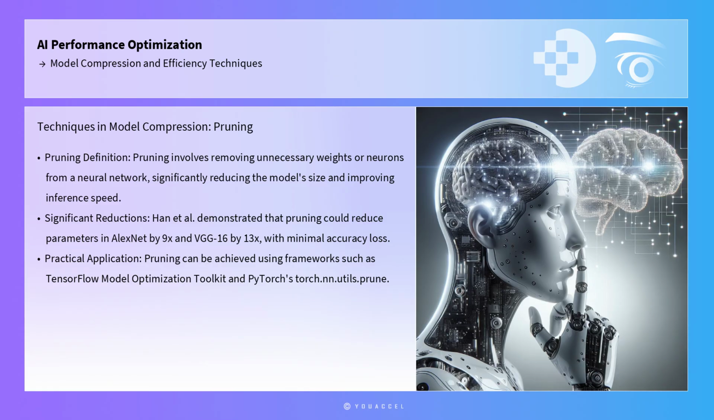For instance, Han et al. demonstrated that pruning could reduce the number of parameters in AlexNet by 9x and VGG16 by 13x, with minimal loss in accuracy. The practical application of pruning can be achieved using frameworks such as TensorFlow Model Optimization Toolkit and PyTorch's torch.nn.utils.prune. These tools provide interfaces for implementing various pruning strategies, such as weight pruning and structured pruning, enabling practitioners to tailor the compression process to their specific requirements.